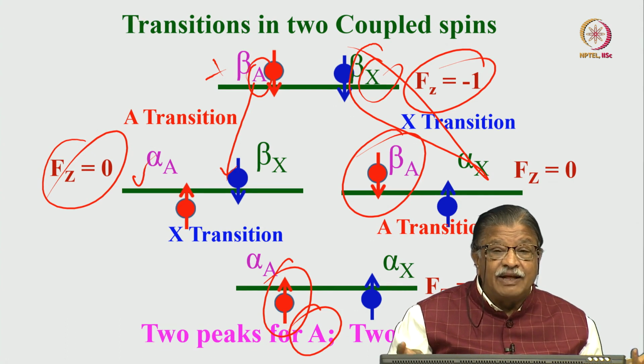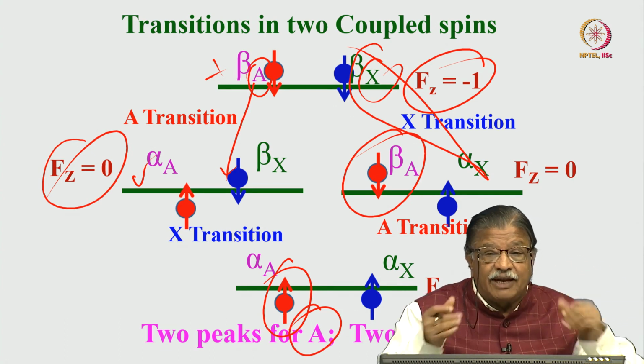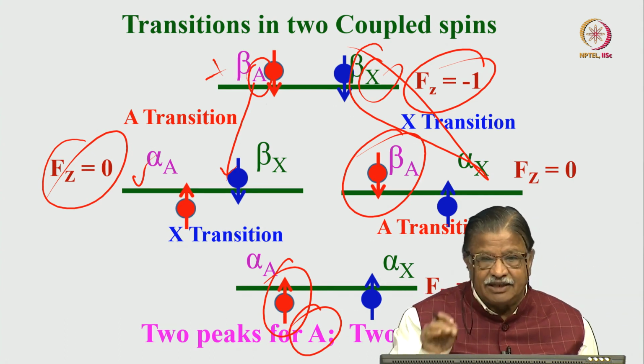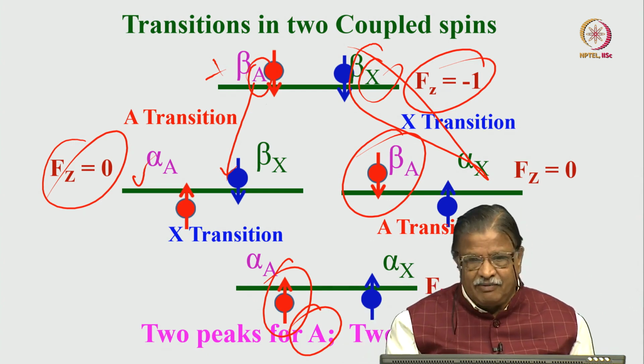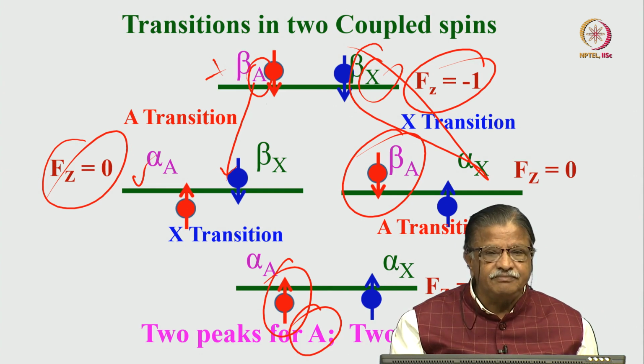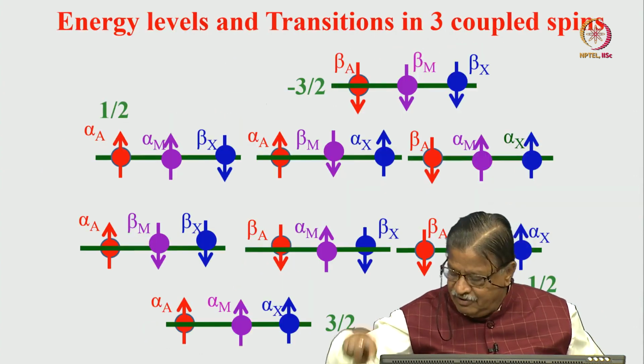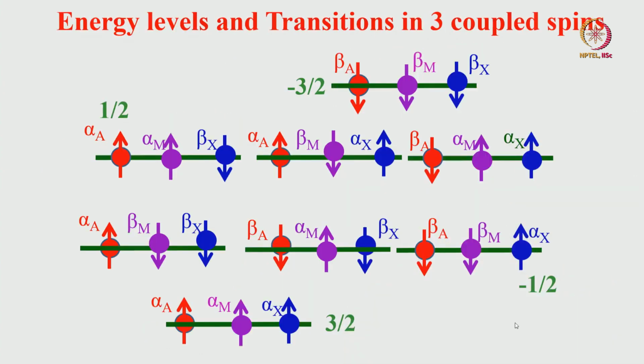Easily I can identify which are the transitions for each spin. You can understand this depending upon which spin is flipping its state from alpha to beta or vice versa. Okay. Now, let us look at energy levels and transitions for 3 coupled spins.